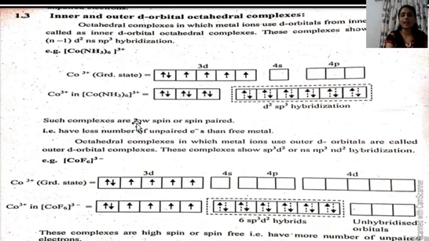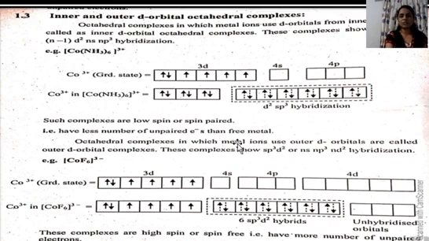Such complexes are low spin or spin paired. As we have seen, these two d orbitals are emptied due to pairing of these electrons. Therefore, these complexes are spin paired or low spin, that is, they have fewer unpaired electrons than the free metal. Here, the free metal has 4 unpaired electrons while the complex has no unpaired electrons.